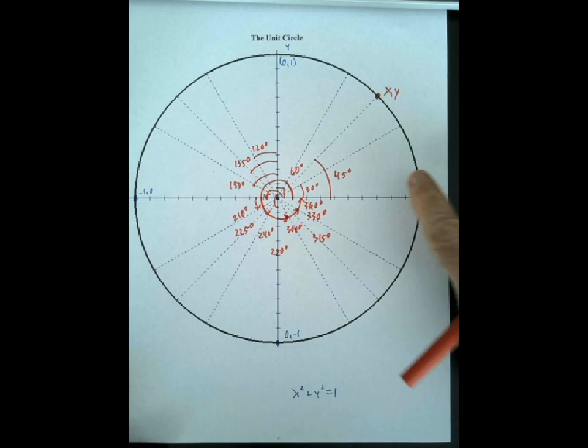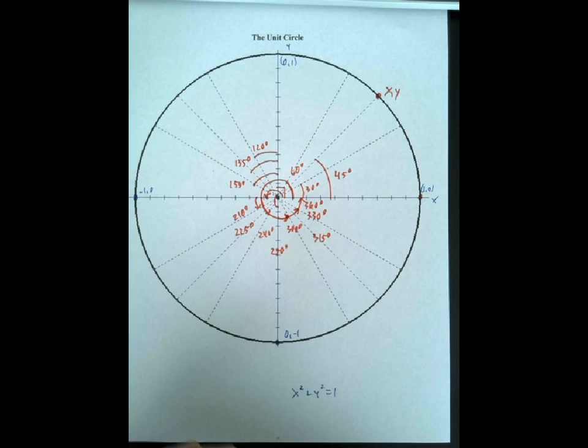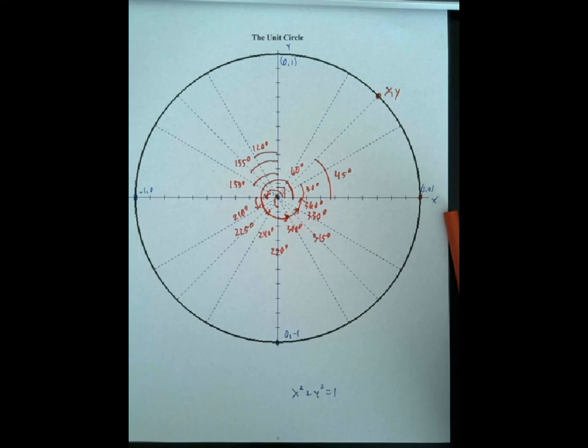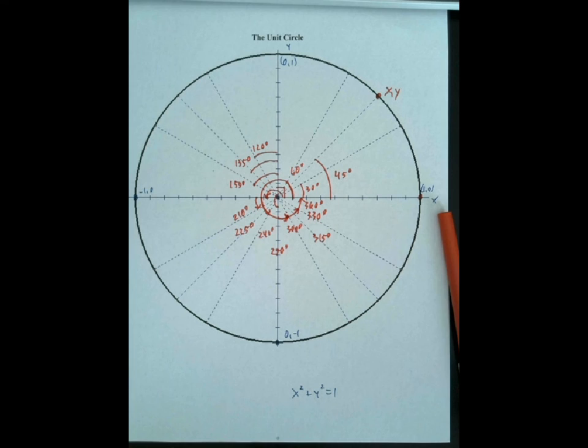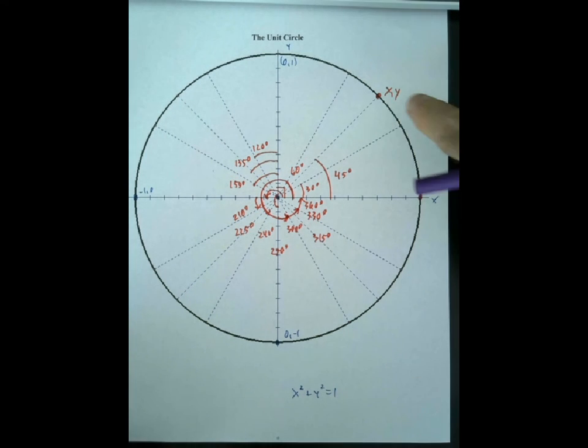Now remember, since the formula of this circle is x squared plus y squared equals 1, every point on this circle has to have an x value and a y value, an x coordinate and a y coordinate, that makes this equation true. So what is that? Okay, well, so what is this one? We know that this one is (1, 0).